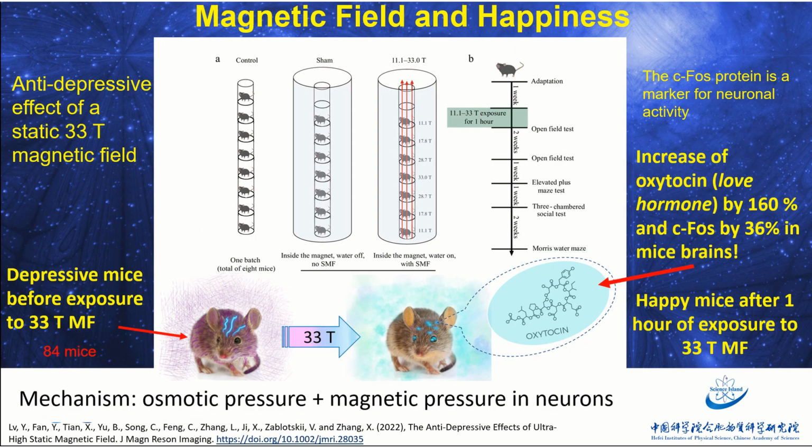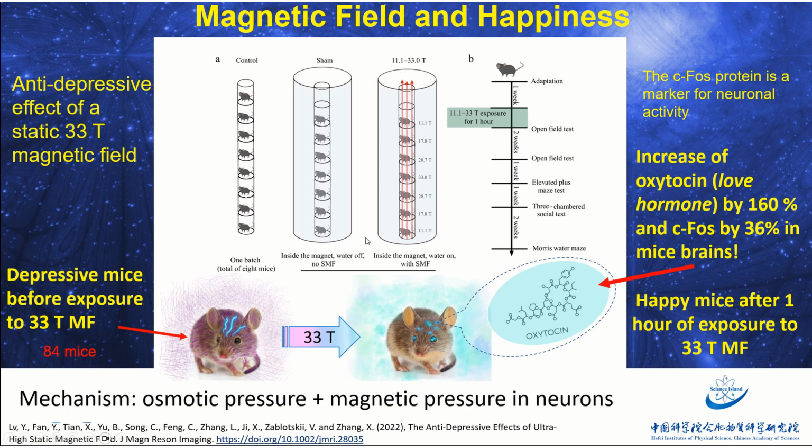Last but not least, let's consider the antidepressive effect of static magnetic fields on mice. 84 healthy mice were divided into 3 groups: control, sham, and field. The latter were exposed to a 33 Tesla magnetic field for 1 hour. The timeline of the experiment is shown here. 1 week of adaptation, 1 hour of field exposure, and later on, various tests. After the field exposure, mice successfully passed all these tests. They were very active, very social, and happy.